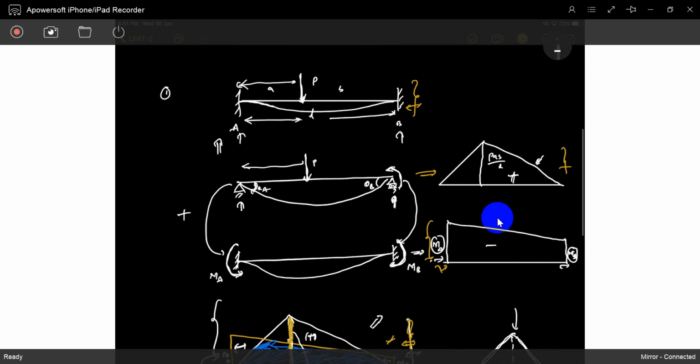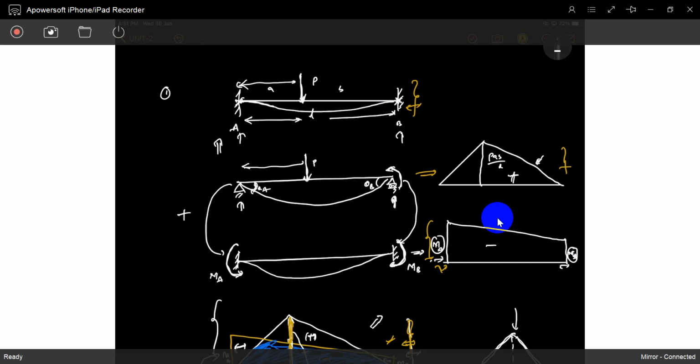Now, to find out the slope and the deflection, I will use Castigliano's theorems. I want to find out the deflection at B. Sir, deflection at B is 0, sir. So I know it. First I will choose slope. I want to find out the slope at B. But slope at B is 0 and slope at A is 0.